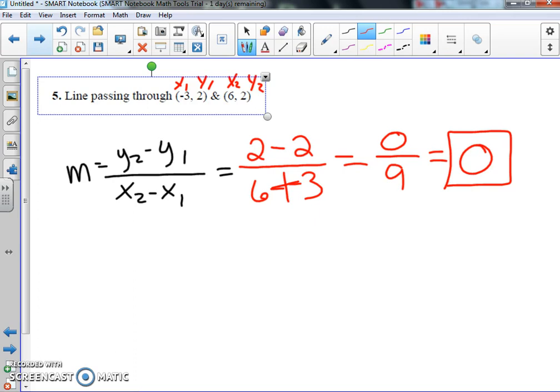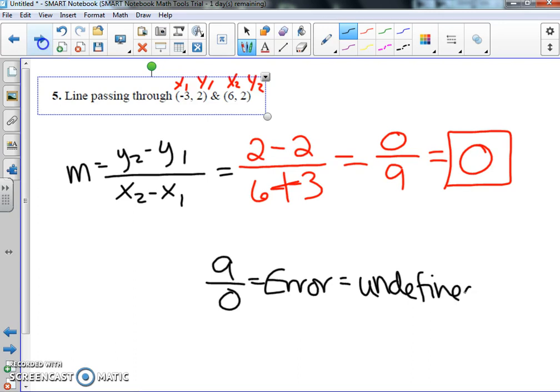If you forget, please put that in your calculator. If you put in your calculator 0 divided by 9, it'll tell you 0. Versus if you put 9 over 0, it's going to say error. And if you see error, you know that means undefined. 2 completely different things. So make sure you're careful.